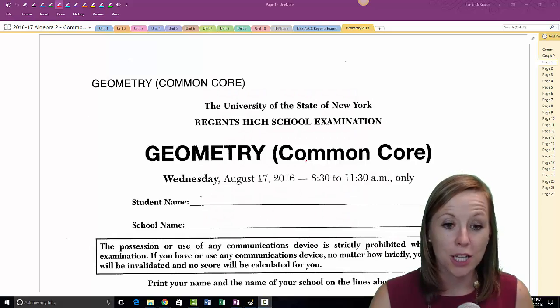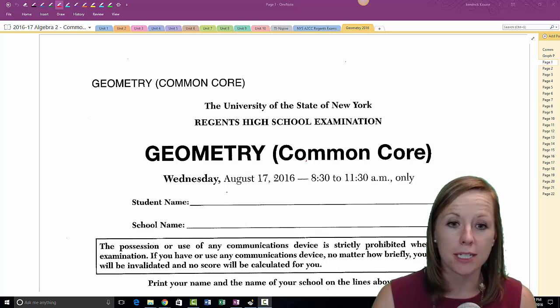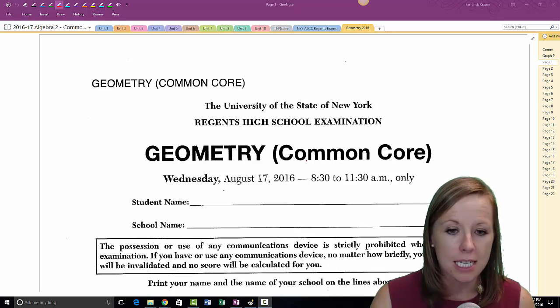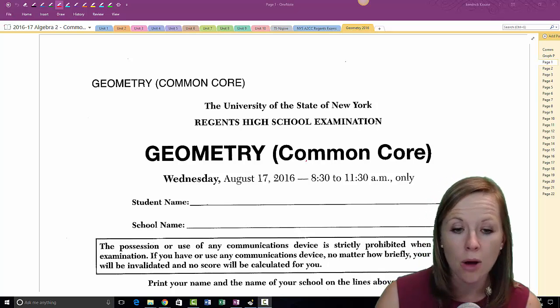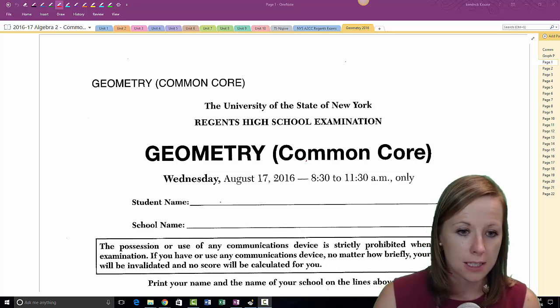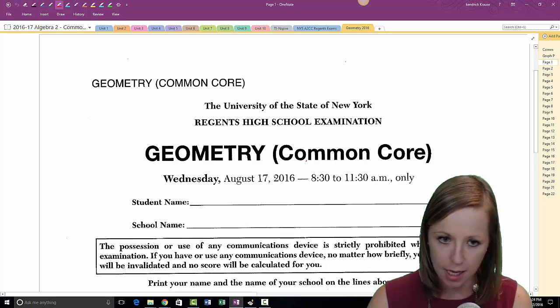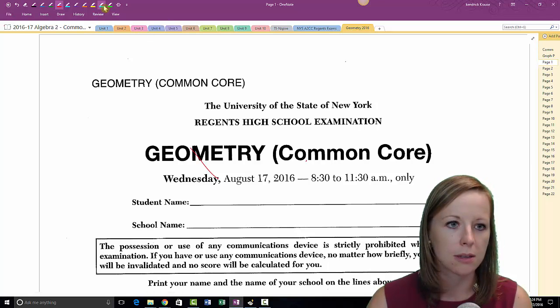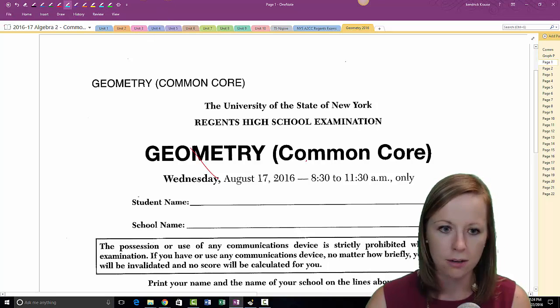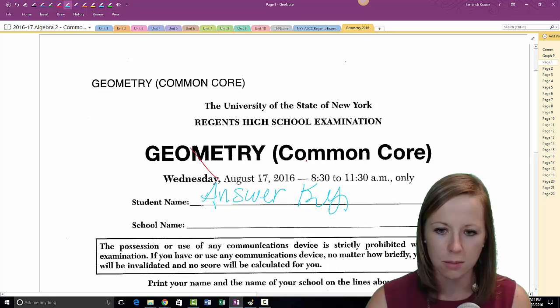Hi guys, so we're going to talk about the Geometry Common Core exam from August 2016. Hopefully I will be able to guide you through some questions that you're maybe unsure about, or if you recently took this exam and wanted to see how you did on it. So this is my answer key. Use a little blue pen here. Don't mind my handwriting, I'm getting used to this pen.